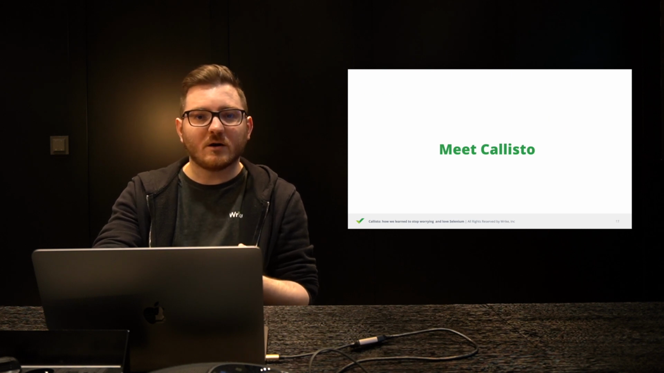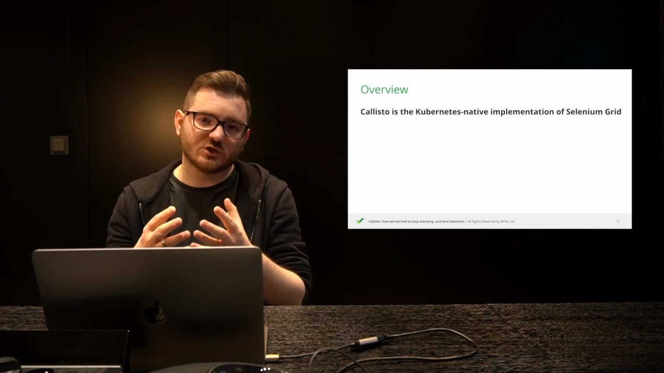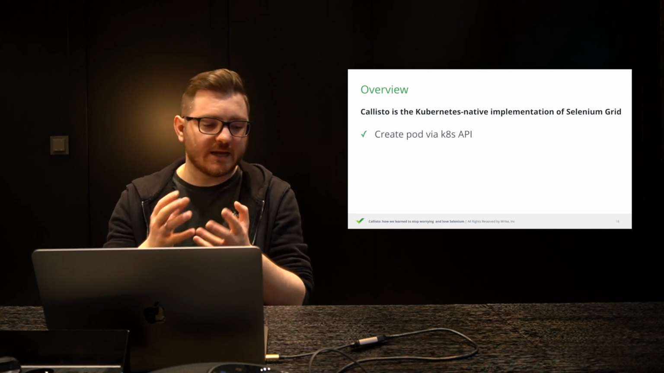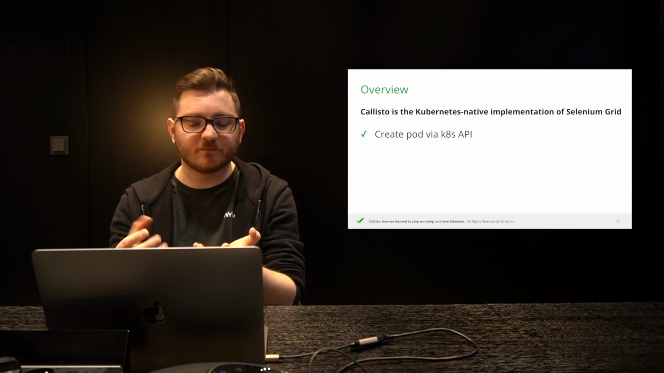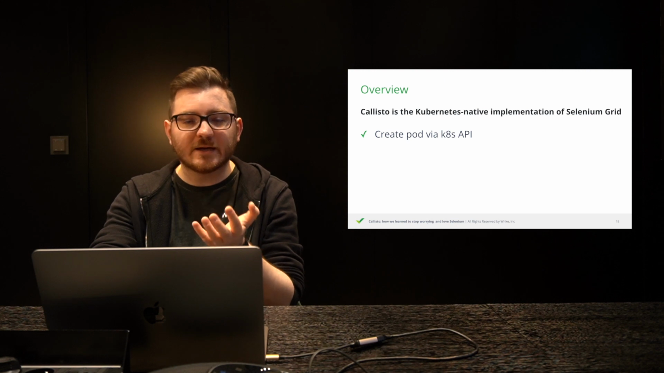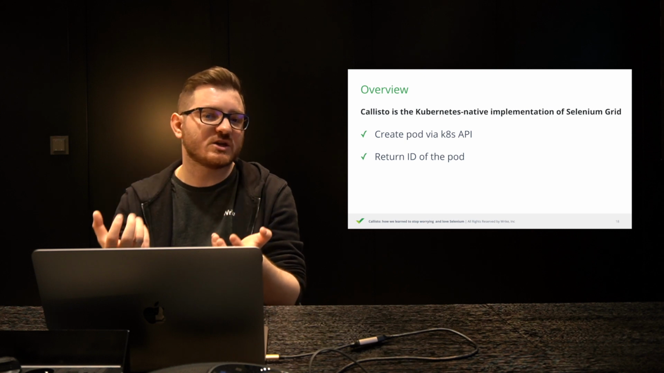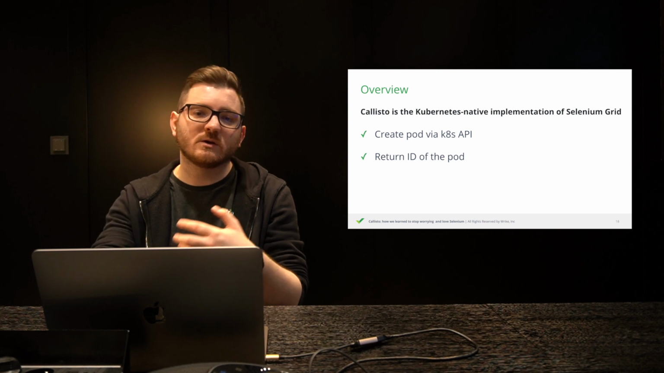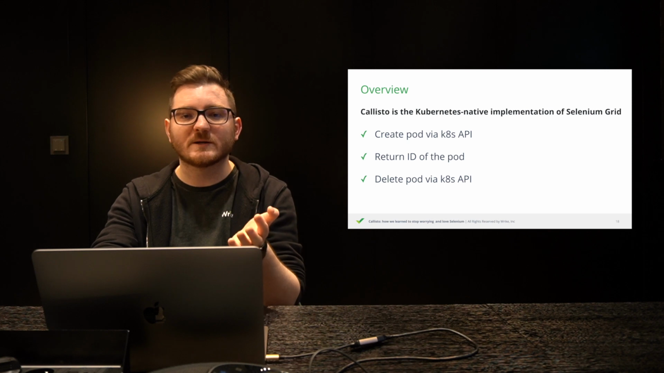And we called it Callisto. In short, Callisto is a Kubernetes-native implementation of Selenium Grid. It can create some workloads in the Kubernetes cluster, for example, pods. It can return some information about workloads, about the application inside these workloads, to our external clients. And also, finally, it can destroy this workload in the Kubernetes cluster.